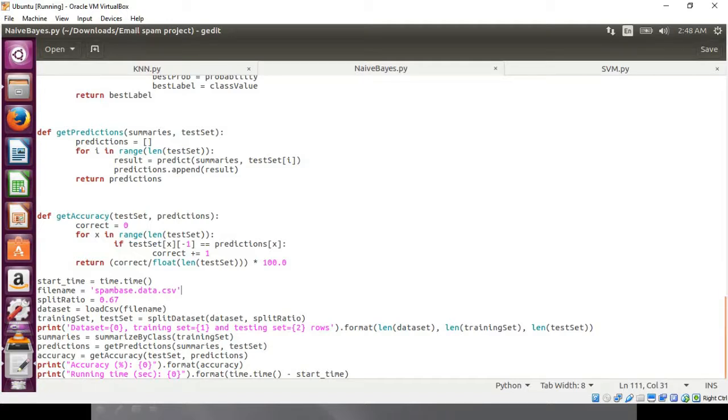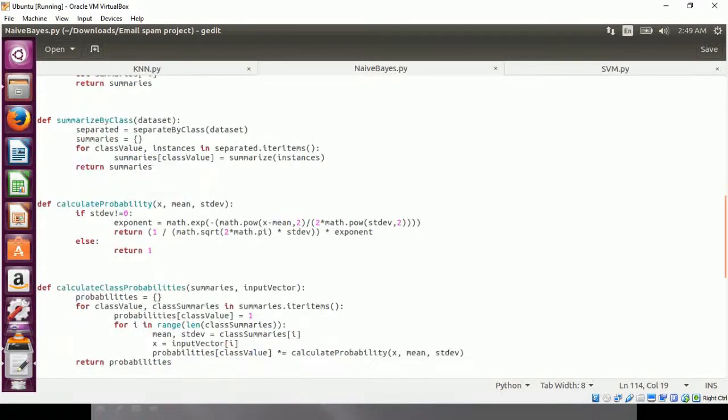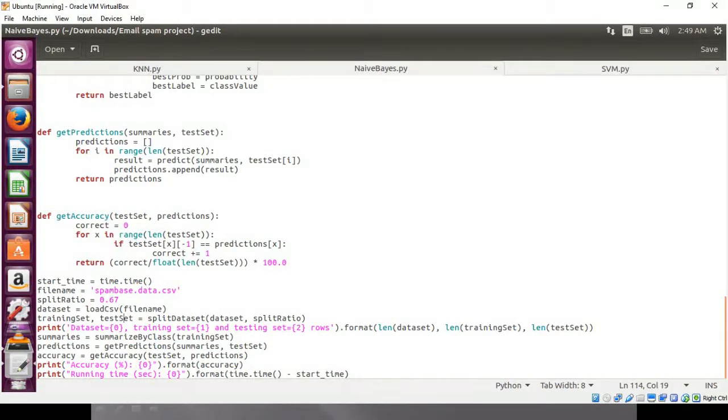So here is our naive Bayes algorithm. We are taking data from the spambayes data CSV. Using the function load CSV, we load all the data into our data set, and then using split data set, we split this data into the training set and the test set. Then we summarize this training set by class, and using these summaries, we predict whether that word belongs to a spam email or a non-spam email.